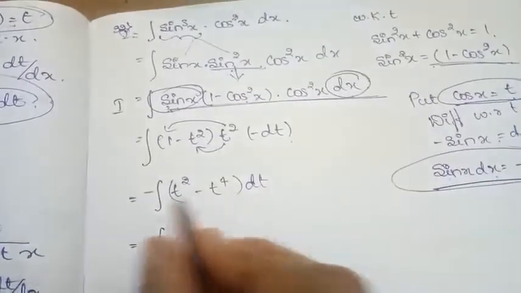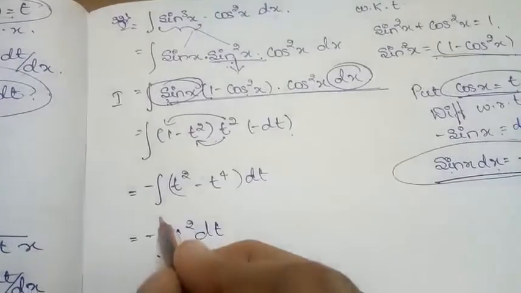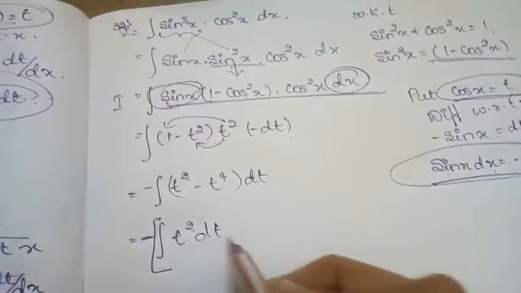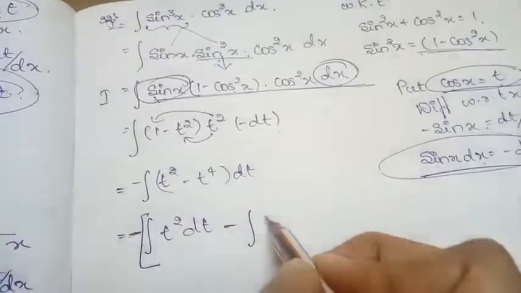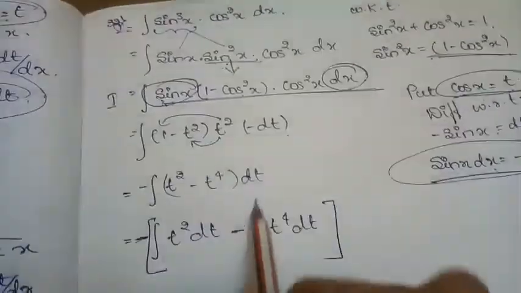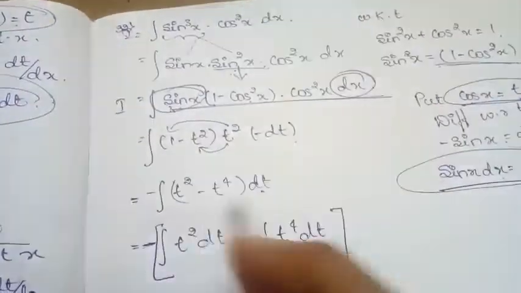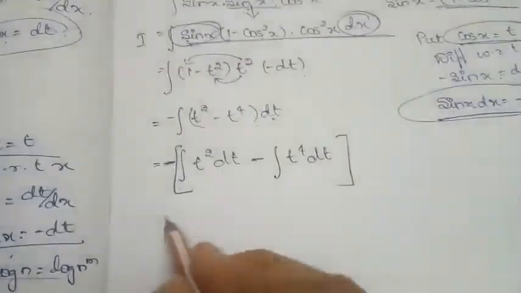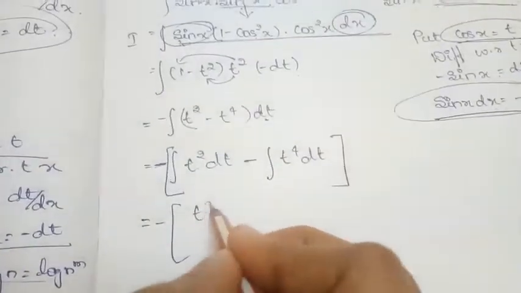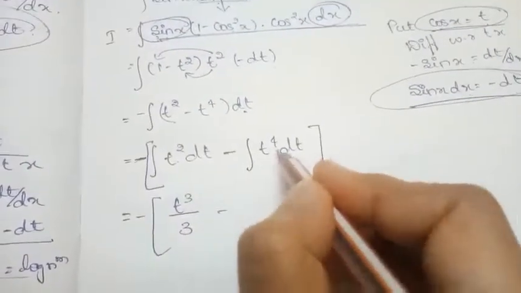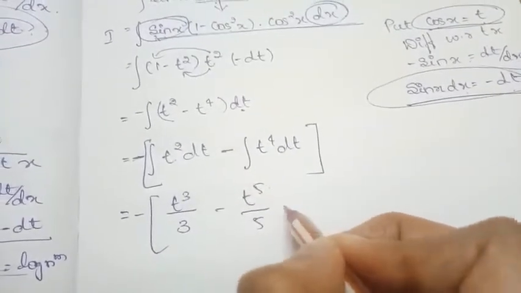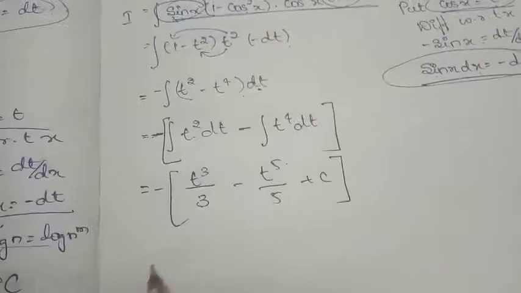By knowing the algebra of integrals, this minus is for both the terms, so I will use the big bracket here: minus integral t square dt minus integral t to the power 4 dt. By using the algebra of integrals, this dt is used for both the terms. Using the proper formula, integral t square dt is nothing but t cube by 3, minus integral t to the power 4 dt, which is nothing but t to the power 5 divided by 5, plus c.